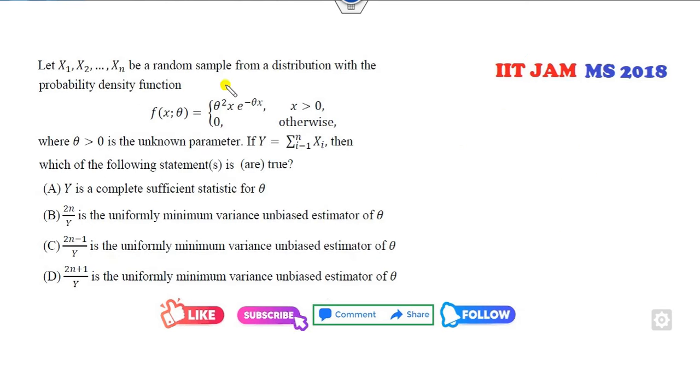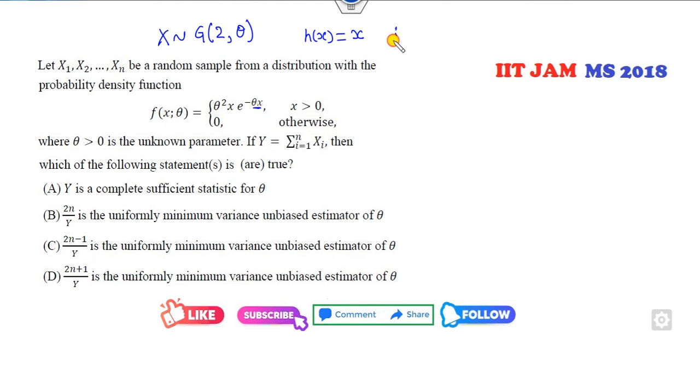Okay, look at this one. Xi's are here, and y is given to be this. Can you identify the distribution? This is a gamma distribution with parameters 2 and theta. Then again you can see it's a function of this. So what is my h(x)?